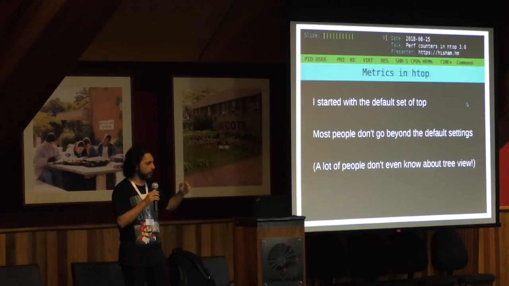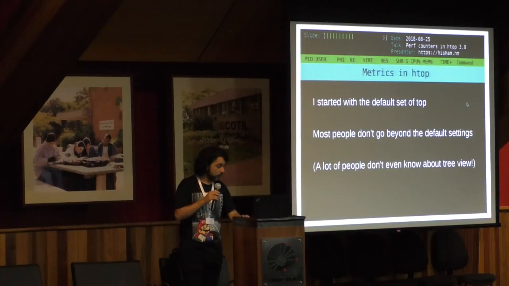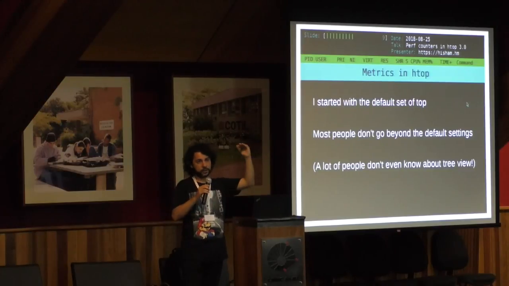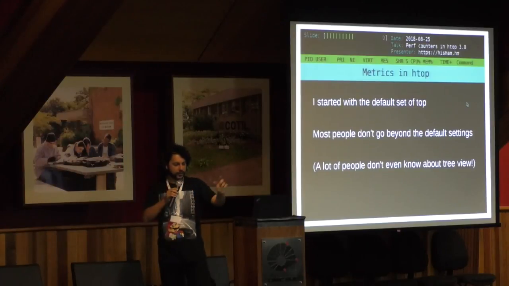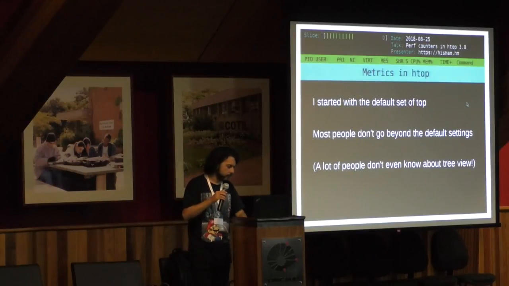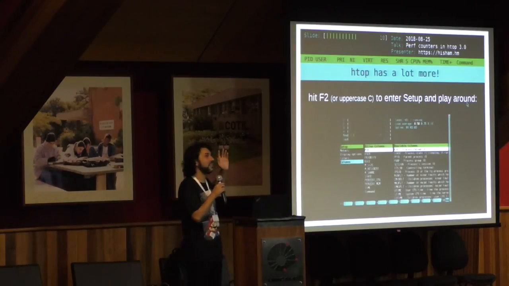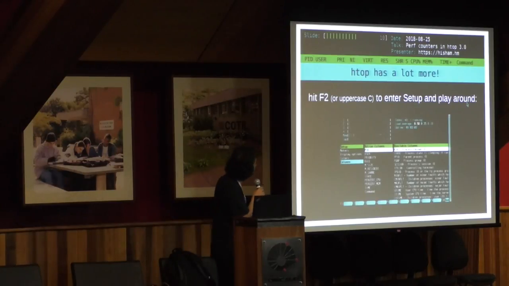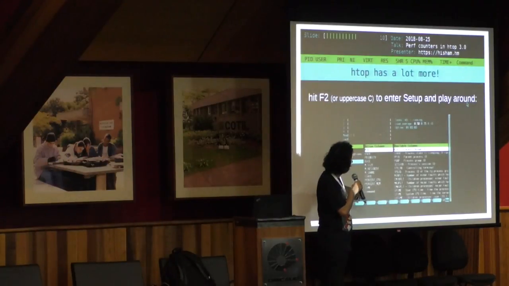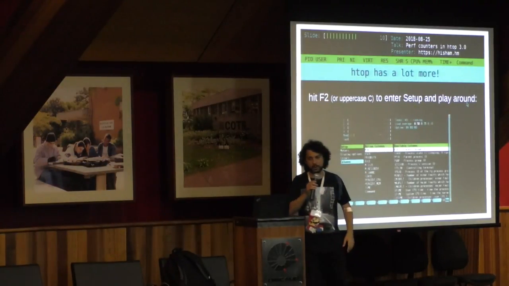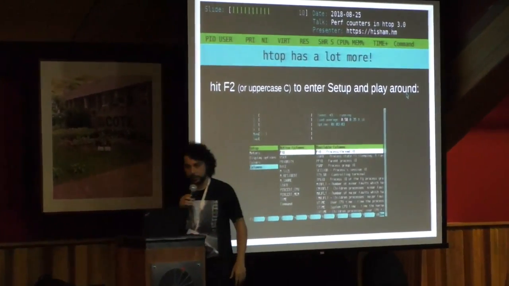So if you press F2, you can go to a nice screen in which you can visually select whatever you want. But I realized that a lot of people don't even know that htop can show processes in a tree view, even though you have the bar at the bottom with F1, F2, F3, F4, saying F5, go to tree view. But indeed, htop has a lot more. If you hit F2 or uppercase C, because I think that was the config option for top, you can go and play around. You go to columns here. It shows you the active columns you get, and it shows you a big list of available columns, which is a lot more than the ones that you have here. This scrolls further down and you get a lot more.